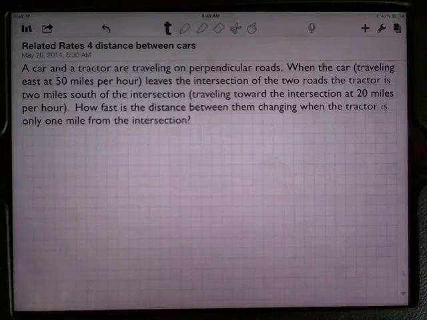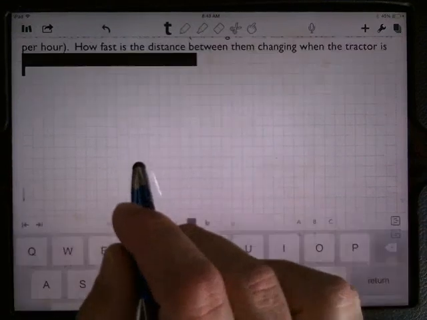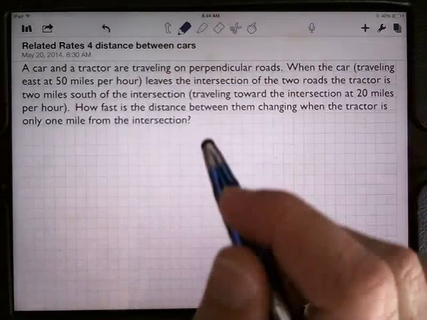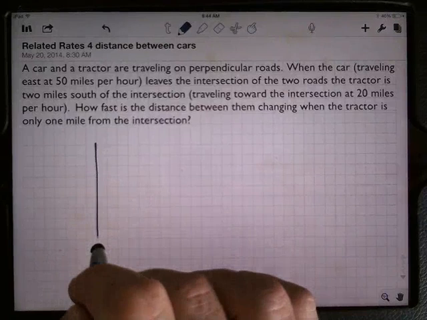Here is yet another related rates problem. We have a car and a tractor traveling on perpendicular roads. When the car traveling east at 50 miles per hour leaves the intersection of the two roads. Okay, so let's see here. We've got the two roads.